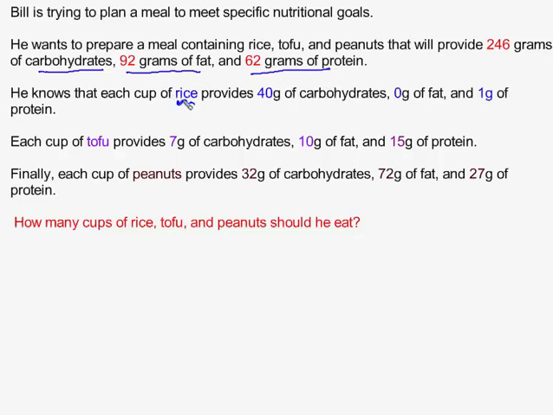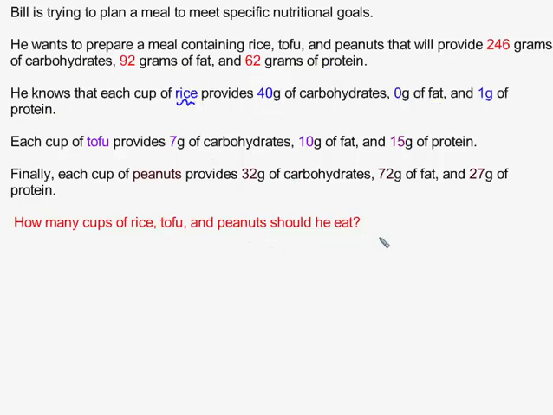He knows that each cup of rice provides 40 grams of carbs, 0 grams of fat, and 1 gram of protein. He also looks up what each cup of tofu and peanuts provide. The question is, how many cups of each of the three types of food should he eat?